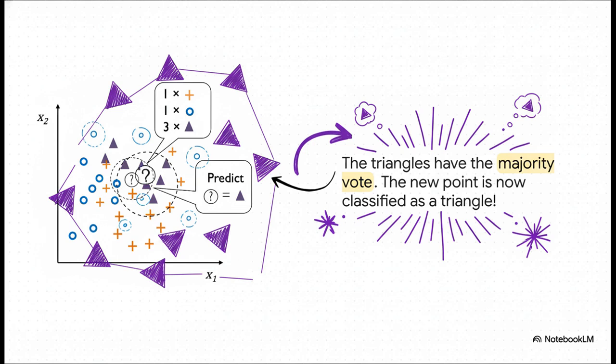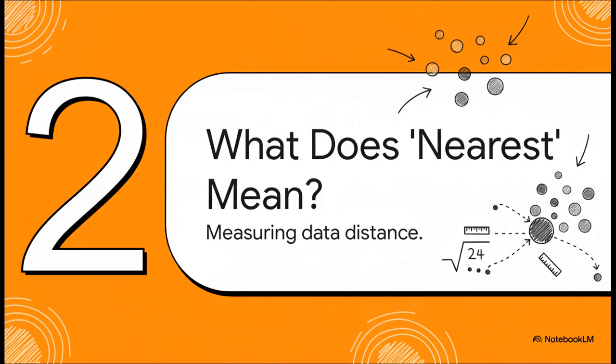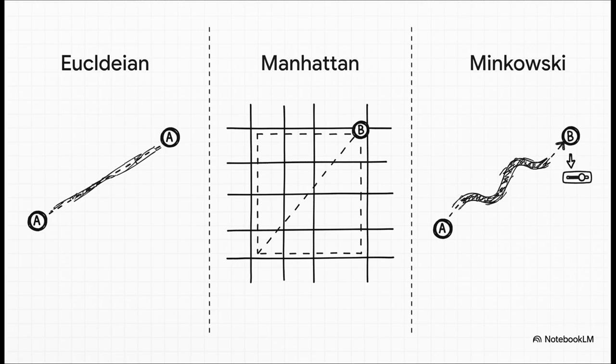Super simple, right? Okay, but wait a second. I keep saying nearest and closest. How does a computer even know what that means? It sounds kind of subjective, doesn't it? Well, in the world of math and data science, closeness isn't a feeling, it's a number. It's something we can actually measure. Let's talk about how.